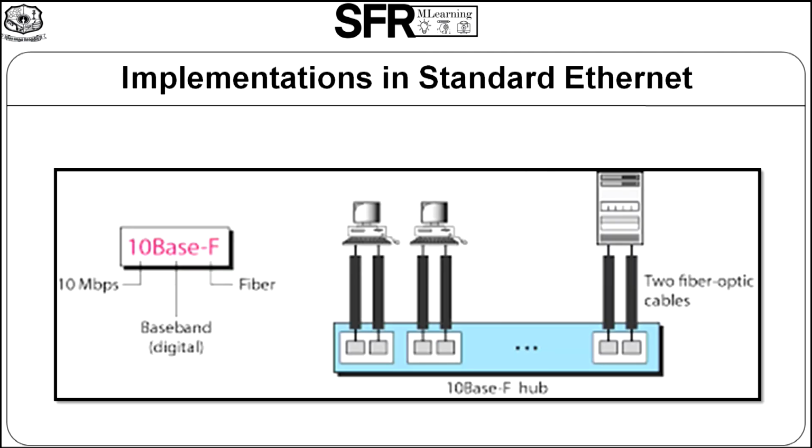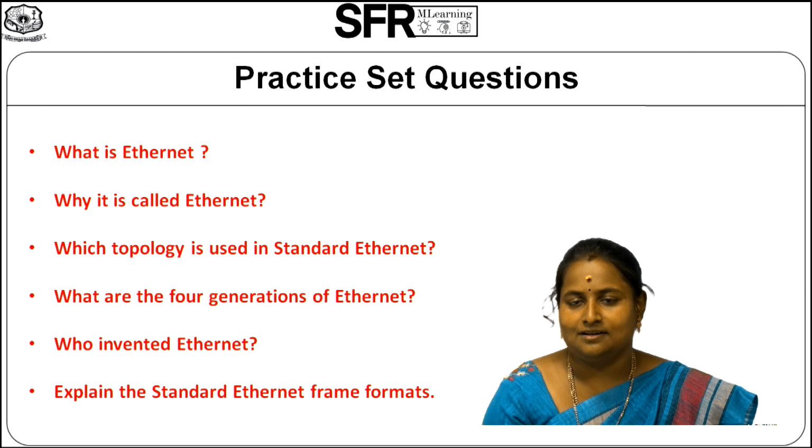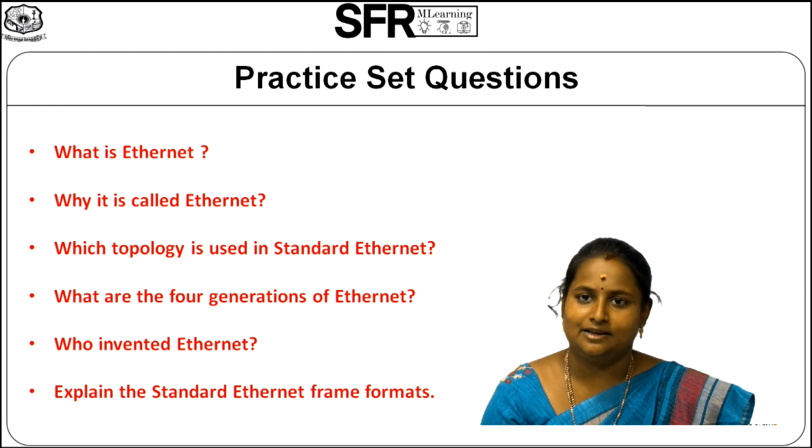And the last one is 10Base-F. F means fiber optic cable. Here too a hub is used, 10Base-F hub. Using the hub, we can connect the nodes to the internet. Here 2 fiber optic cables will be used, one for sending and the second one for receiving. So, that is all about standard Ethernet addressing, access methods and implementations.